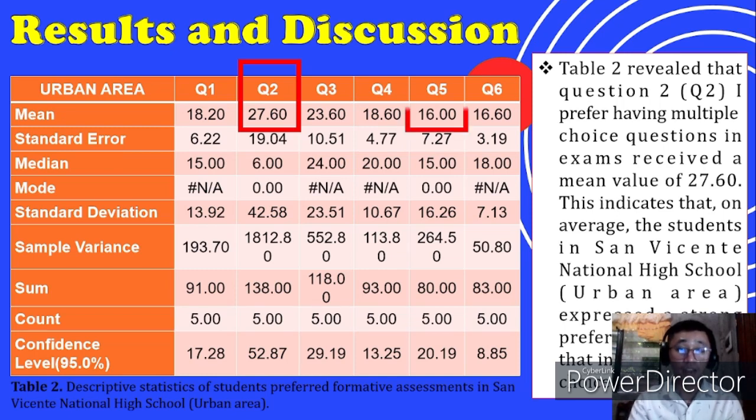On the other hand, question number 5, "I would like to be evaluated by making a presentation on a subject instead of exam," received a mean value of 16. This suggests that on average, the students expressed a weaker preference for alternative evaluation methods, such as making a presentation on a subject instead of traditional exams. The lower the mean value indicates the lower level of agreement with the statement.